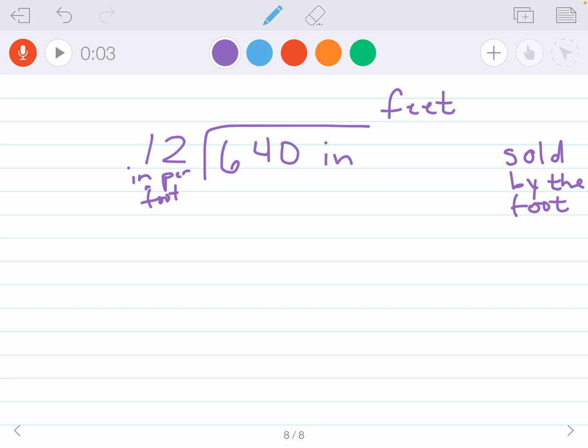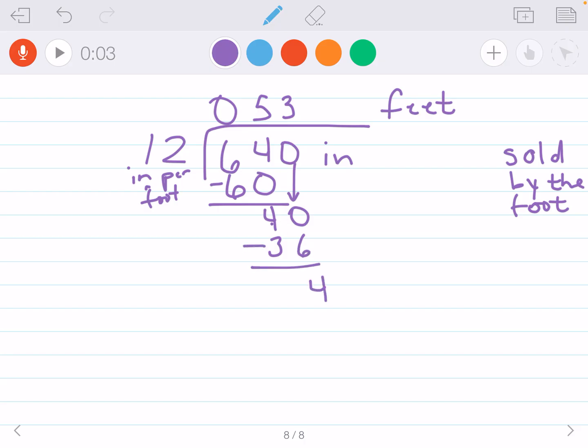Let's see, 12 goes into 64. It won't go into 6, but 12 times 5, I know my 12 facts, is 60. So I'm going to subtract. 4 is less than 12, so bring down my 0. Now I have 40 inches left. Let's see, 12 times what gets me close to 40? 3. Yeah, 12 times 3 is 36. Now subtract, and I get 4, okay? 4 is less than 12, but there's nothing else to bring down.